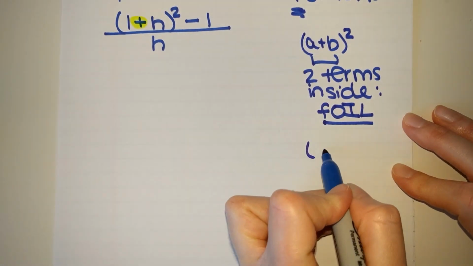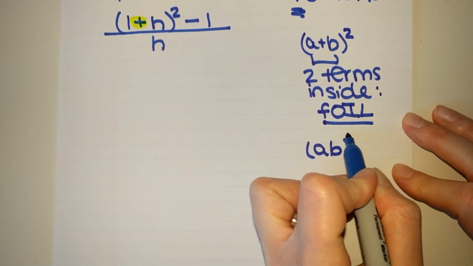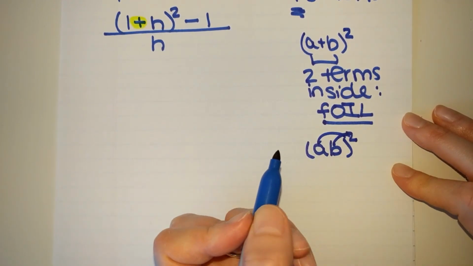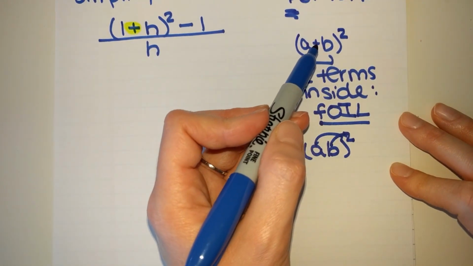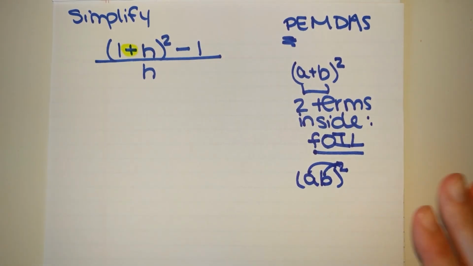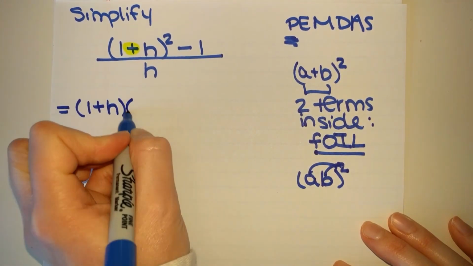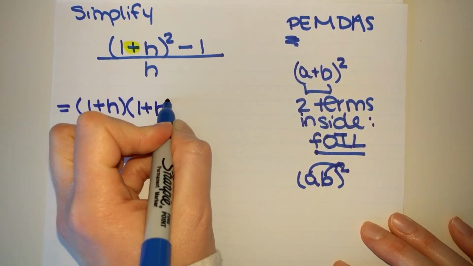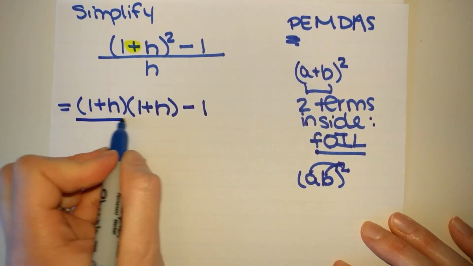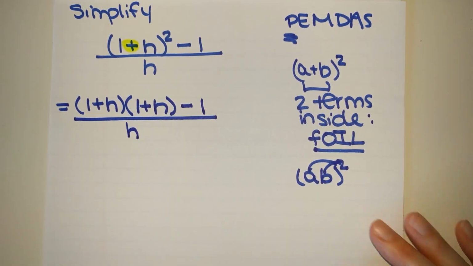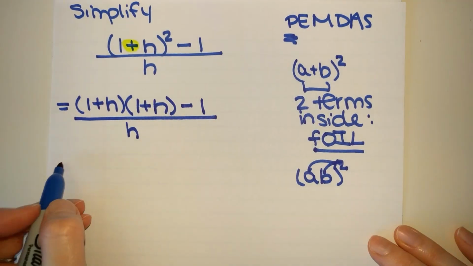Now, do keep in mind, if you had a times b squared, then you could distribute. But because we have addition inside the parentheses, we cannot distribute. We've got to go through the foiling process. All right, so I will start off by writing out my 2 copies, 1 plus h, 1 plus h, and then minus 1 over h. And then I'll FOIL out those parentheses.